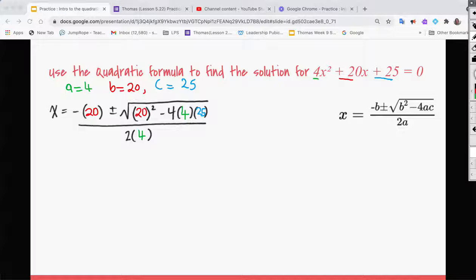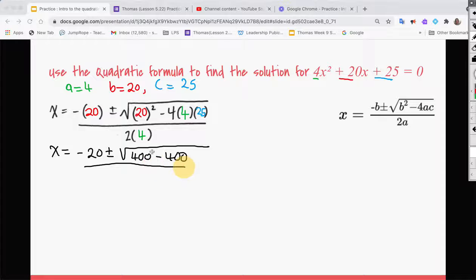And then we're going to simplify this information. So x is equal to negative 20 plus or minus the square root of, what's 20 squared? 20 times 20, that's 400, minus 4 times 4, negative 4 times 4, that's negative 16, times 25 is also 400. All over 2 times 4, which is 8.